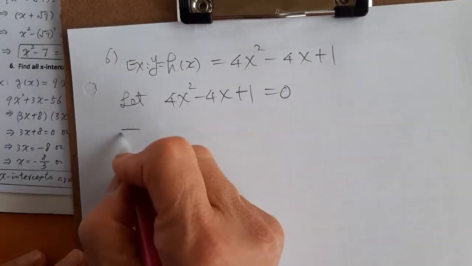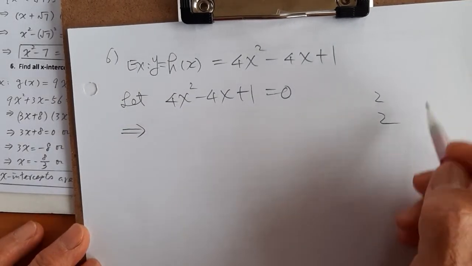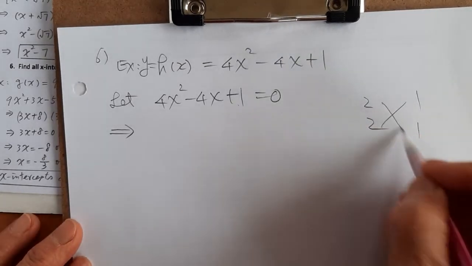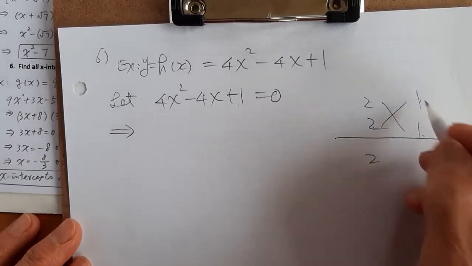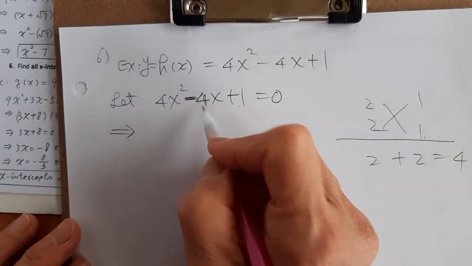Now you try to factor it. For 4, you can put 2 times 2. For 1, you can put 1 times 1. Then cross multiplication: 2 times 1 is 2, and 2 times 1 is 2. Added together is positive 4. But here the x term is negative 4.